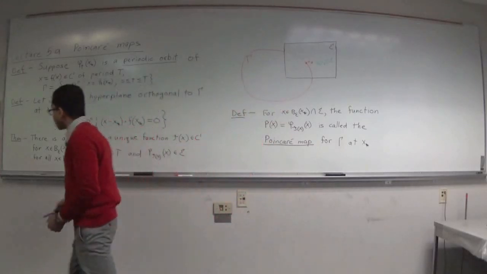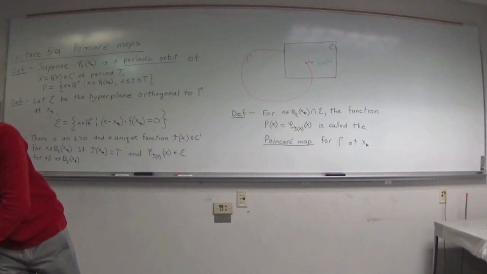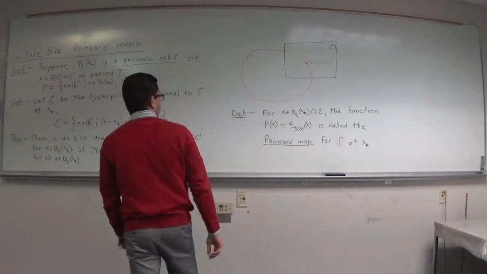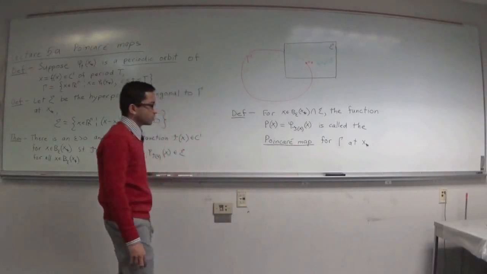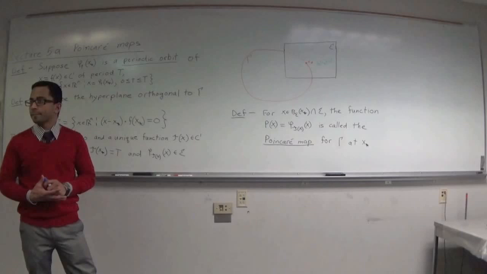Also known as the first return map for obvious reasons. First time it comes back, it intersects the transversal the first time. Right. So we can either call it the Poincaré map or the first return map. So that's the idea of the Poincaré map.